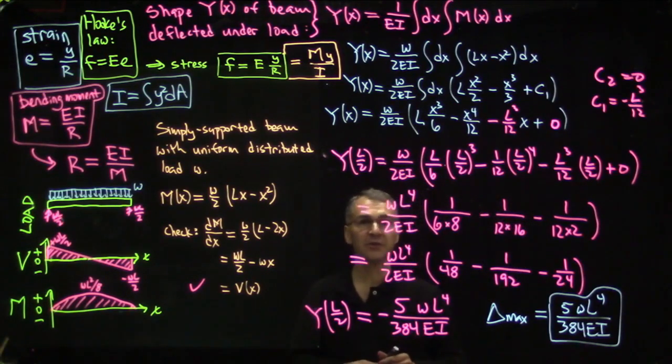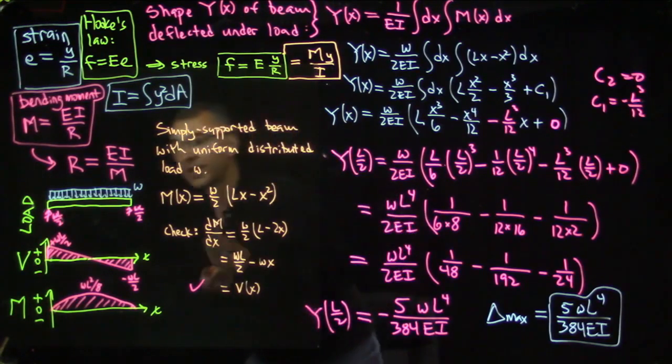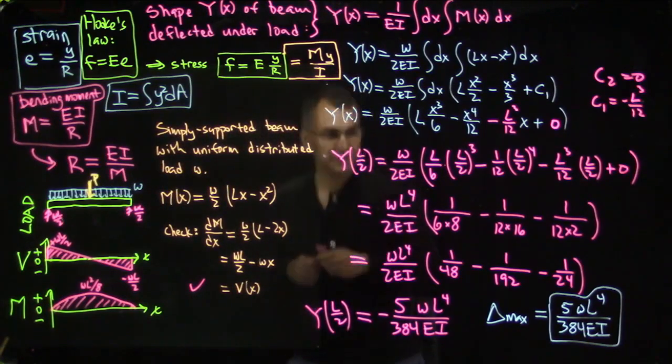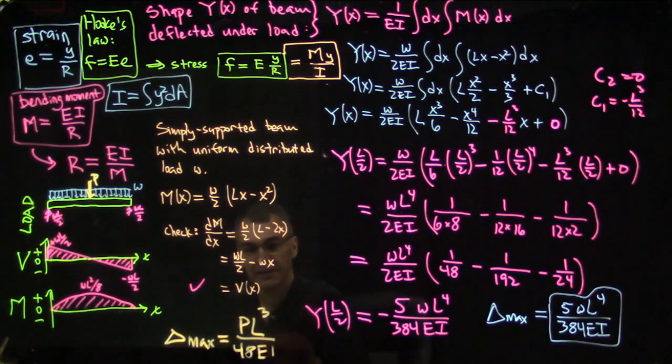By the way, one other classic result is if you had a simply supported beam with a single concentrated load at midspan. So you just had some single load P at midspan, no uniform load, just a single load P at midspan, then the result you would get would be the maximum deflection is PL cubed over 48EI.